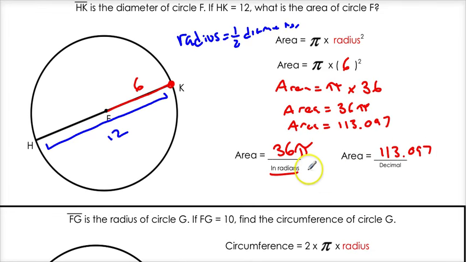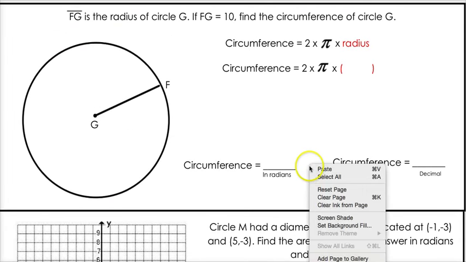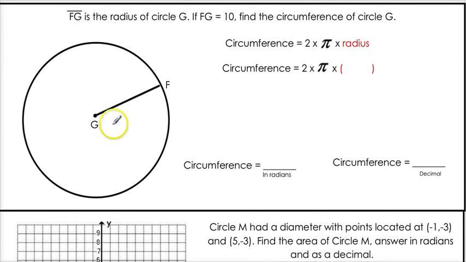All right, the circumference formula. FG is the radius of circle G. FG is equal to 10. Find the circumference of circle G. Okay? To find the circumference, use this formula: 2 times pi times the radius. So the circumference here is 2 times pi times 10 because our radius is equal to 10.